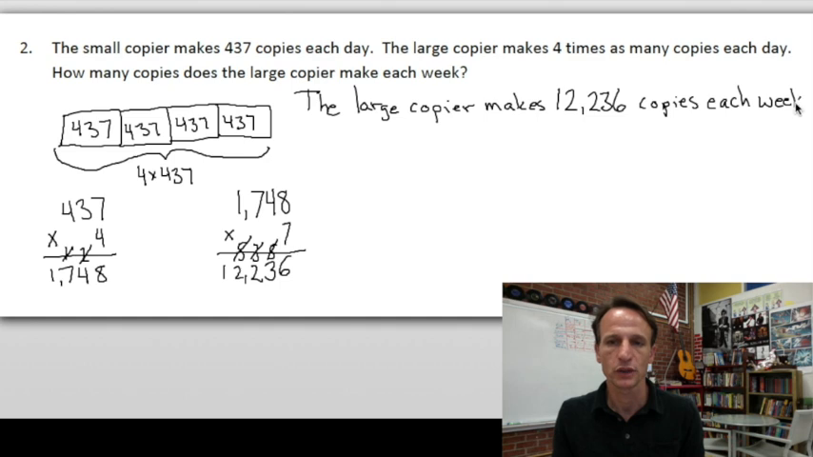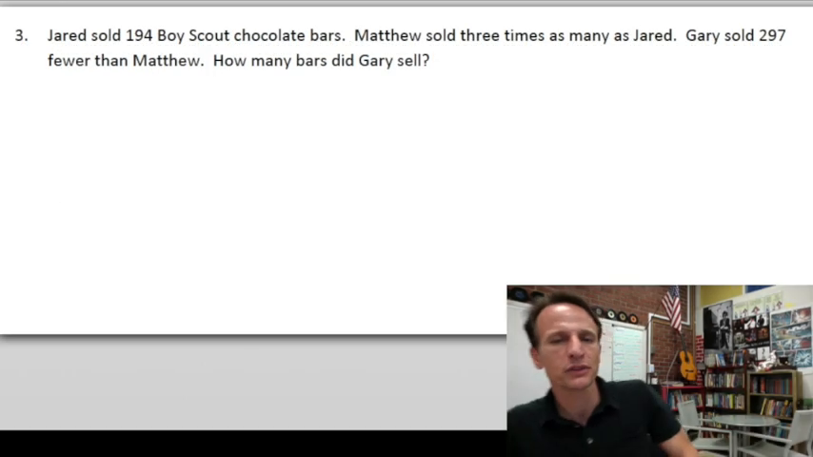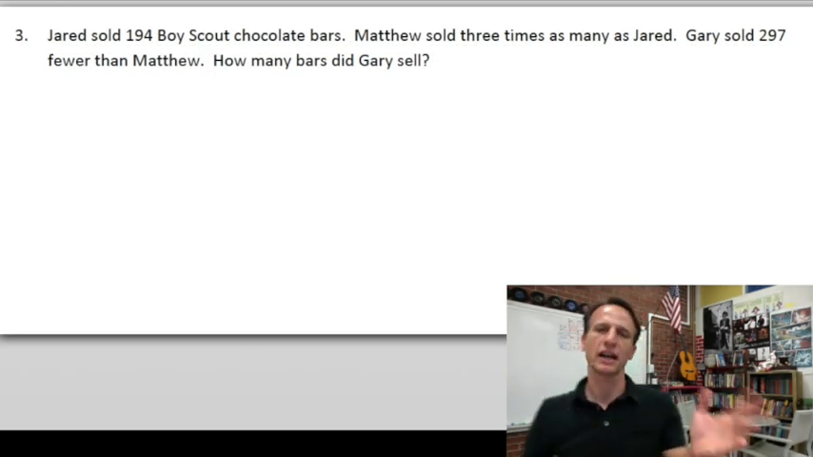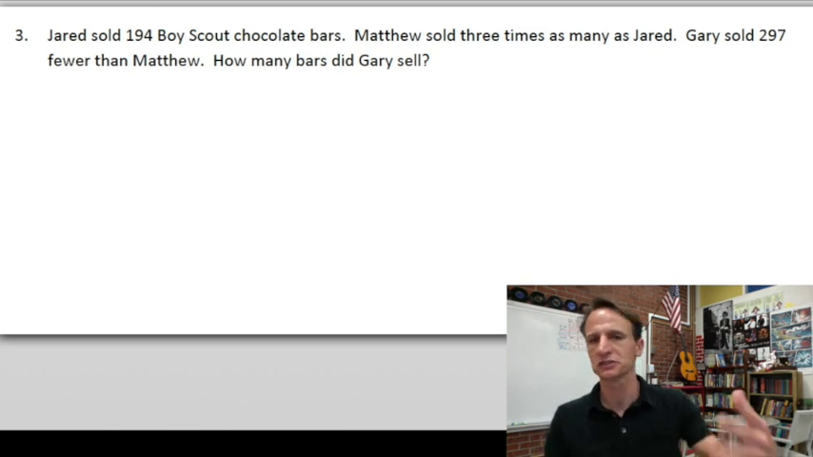So we read, we drew, we wrote, we came, we saw, we conquered, and on to number 3. And in number 3, we take a little trip to the Boy Scouts. Remember, several lessons ago, we had Girl Scouts selling Girl Scout cookies. Now we have Boy Scouts selling chocolate bars. I thought they sold popcorn, but hey, what do I know?